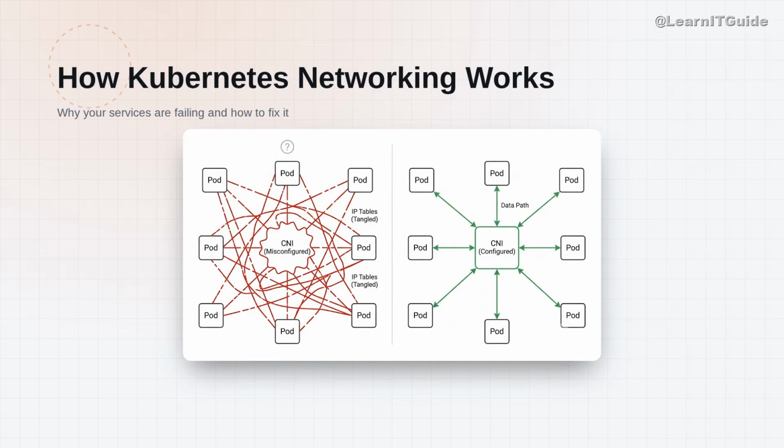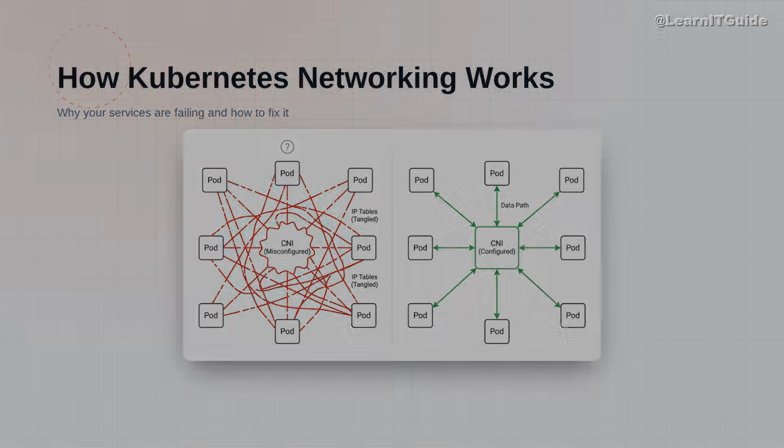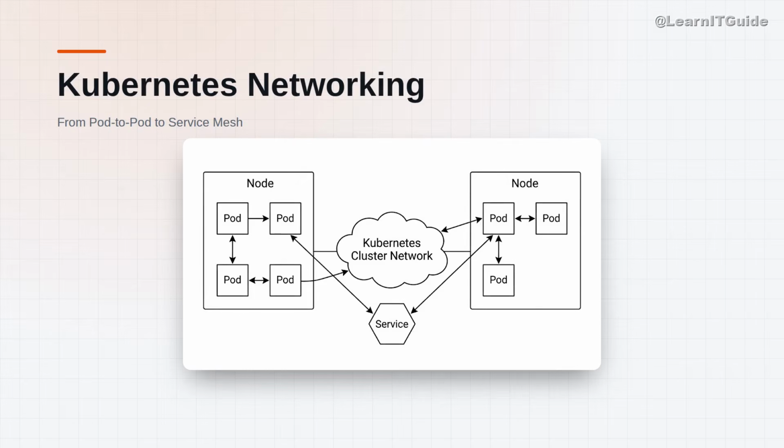Hey everyone, welcome back. In this video, I'm going to walk you through how Kubernetes networking actually works. Most engineers get this wrong because a single misconfigured CNI or a tangled web of IP tables can turn a simple deployment into a 3-hour debugging nightmare at 2 in the morning. Understanding the data path between your pods is not just optional, it is the difference between a stable cluster and a production outage. So let us break down the architecture that powers your container communications.